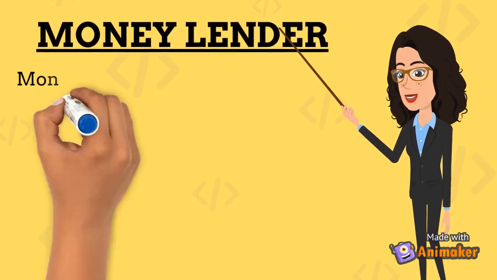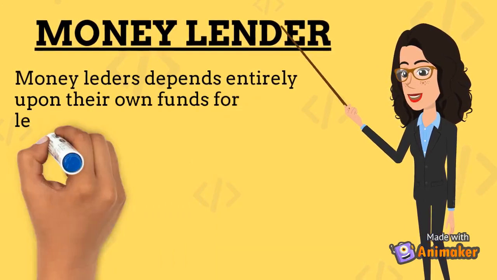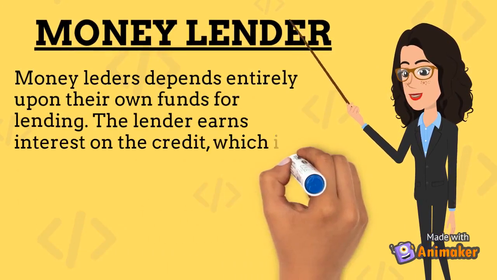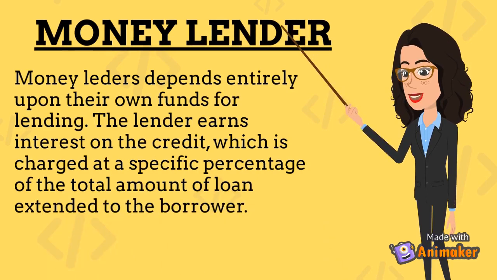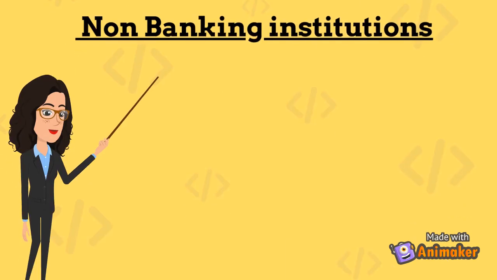Now next is the money lenders. Money lenders depend entirely upon their own funds for their lending. The lender earns interest on the credit, which is charged at a specific percentage of the total amount of the loan extended to the borrowers. Also, the money lenders include larger farmers, merchants, zamindars, traders, etc.